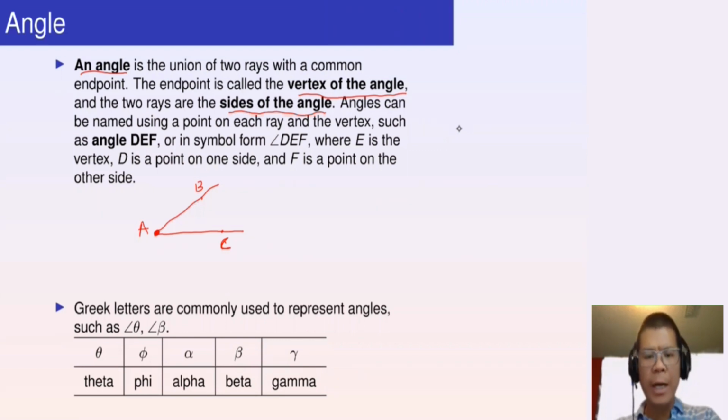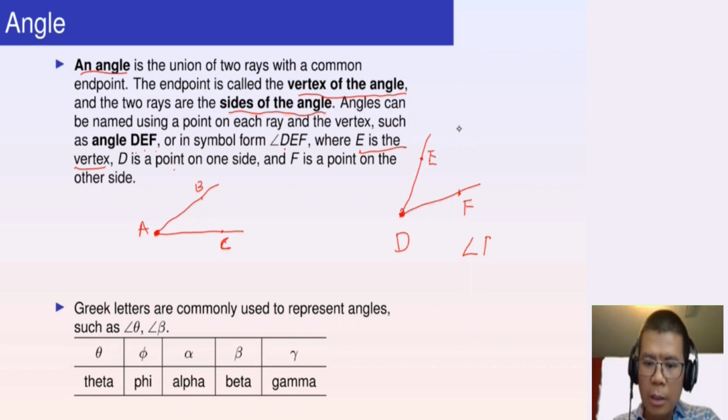Angles can be named by a point on each ray and the vertex, such as angle DEF, or in the symbol, angle DEF, where E is the vertex. D is a point on one side and F is a point on the other side. So for instance, if I have an angle like this, say this is D, this is E, and this is F, then E is the vertex.